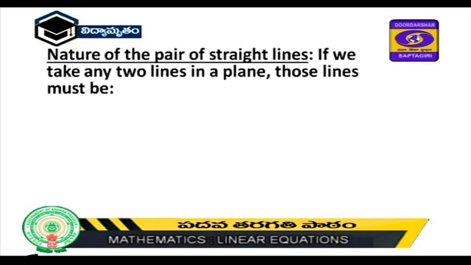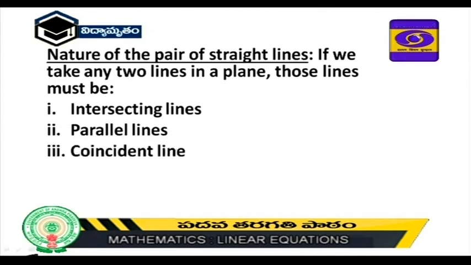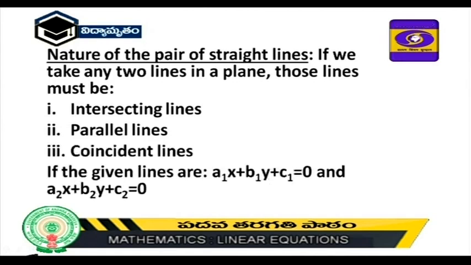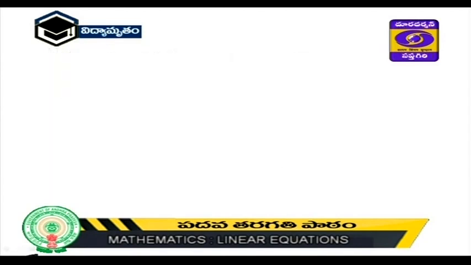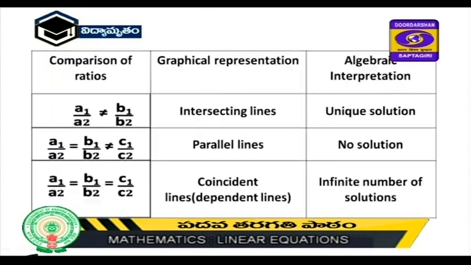And I will go to the next topic, nature of pair of straight lines. If you take any pair of straight lines, those lines must be either intersecting lines or parallel lines or coincident lines. If you take the lines a1x plus b1y plus c1 equal to 0 and a2x plus b2y plus c2 equal to 0, we can find out whether the lines are intersecting or not by using the ratios of the given pair of straight lines.